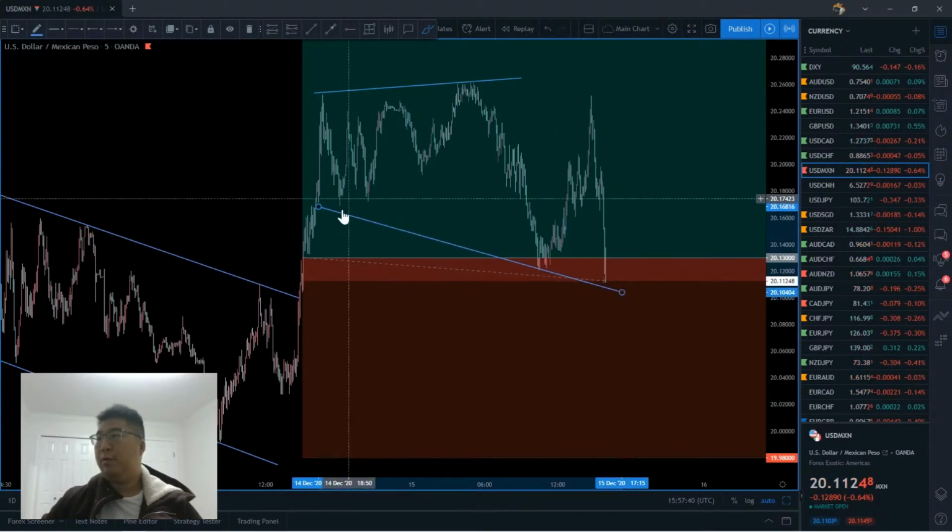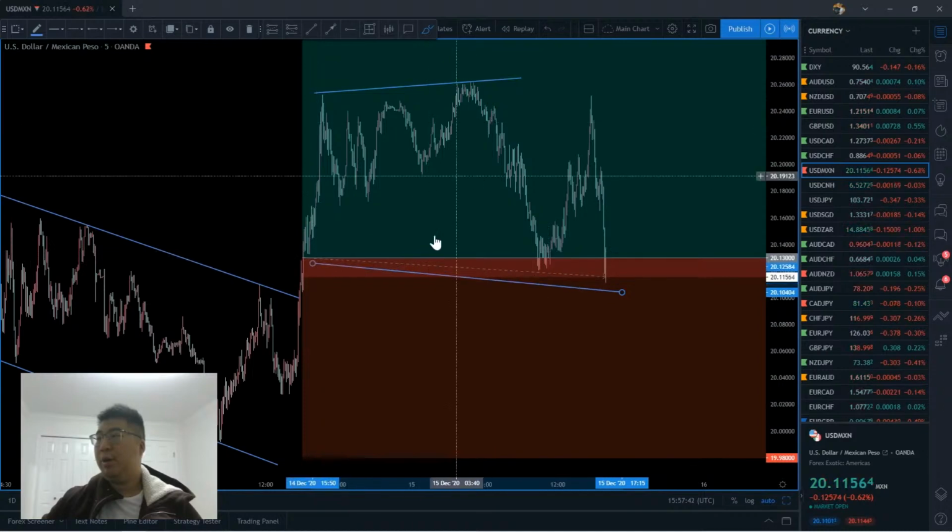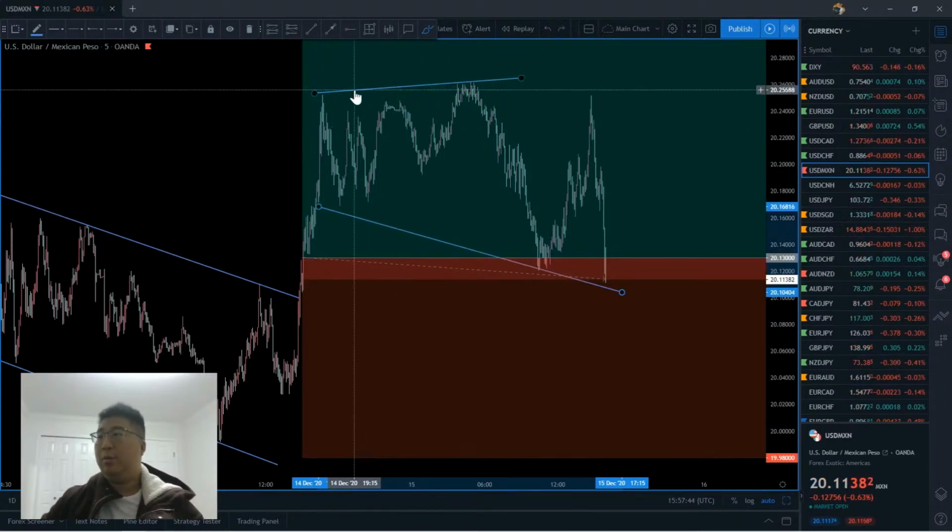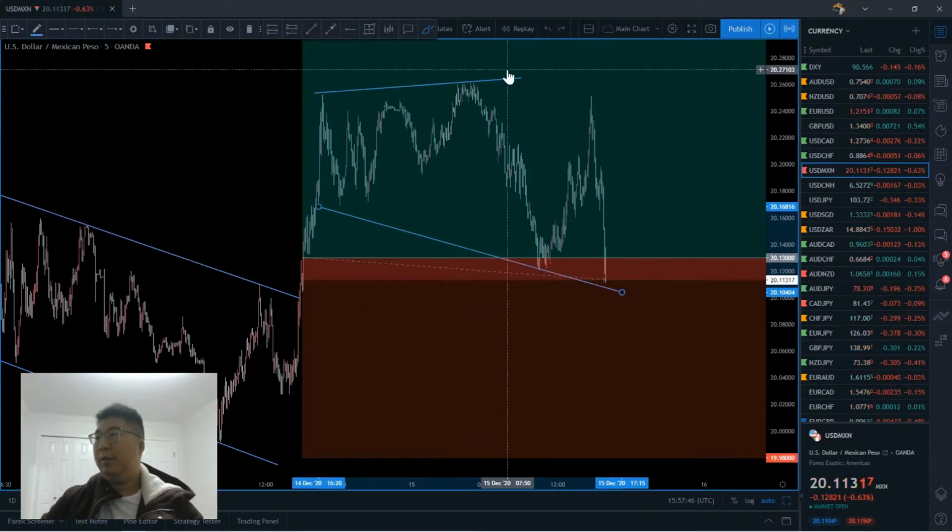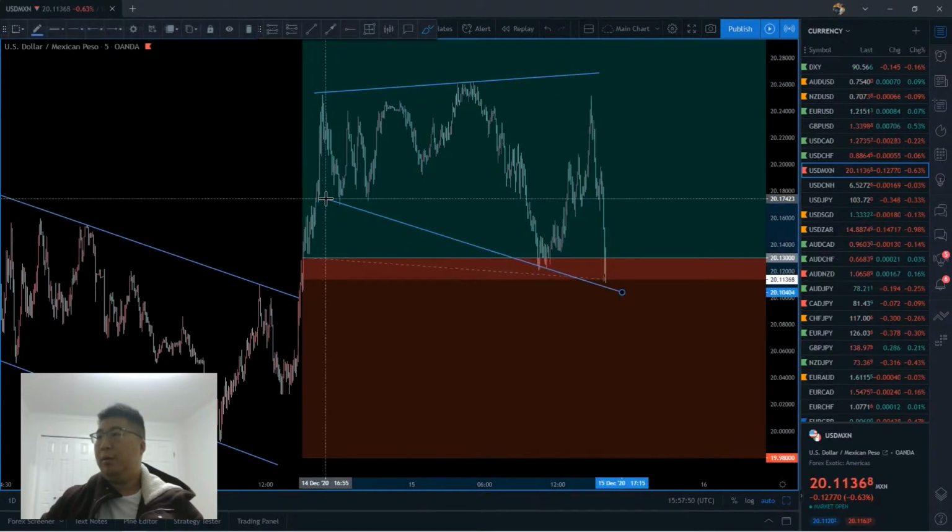Is this going to form another structure here to continue the up, or is it going to just consolidate here a little bit longer before resuming the trend? So this is why I made the video.